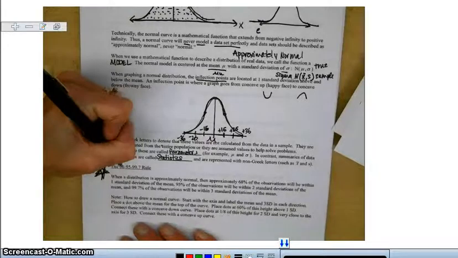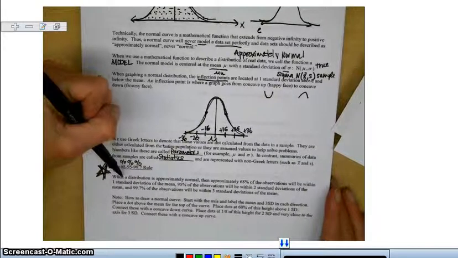So now we have this rule. This is the key rule here for the normal curve. Very, very important. It's called the 68, 95, 99.7 rule. Basically the 68%, the 95%, the 99.7% rule.